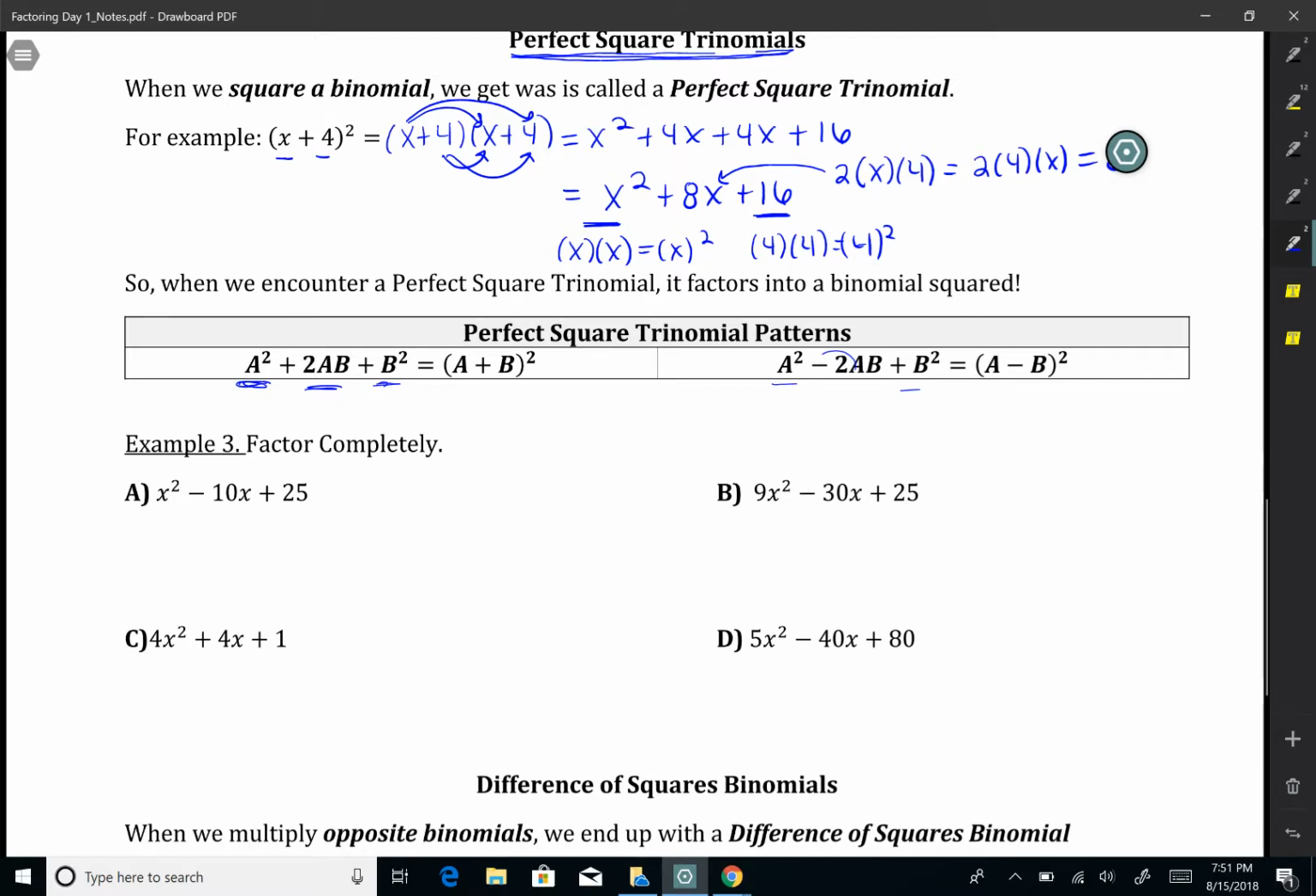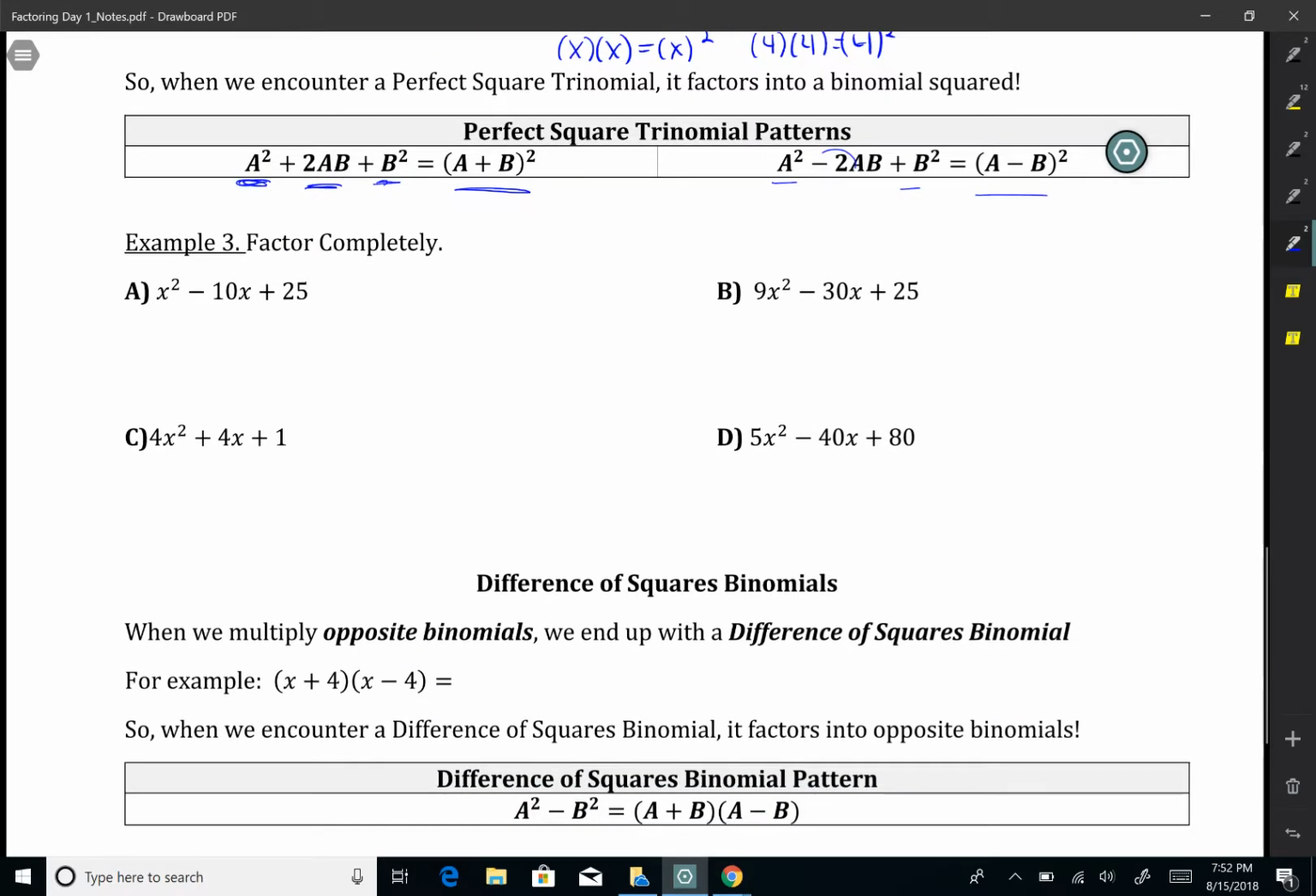All right, so basically they factor very similarly. It's just that if the middle term is positive, it's a plus b. If the middle term is negative, it's a minus b. So let's take a look at the first one. I have x squared minus 10x plus 25. So I say, hey, this is a perfect square. Its square root is x, right?